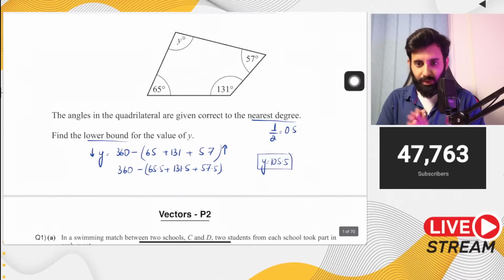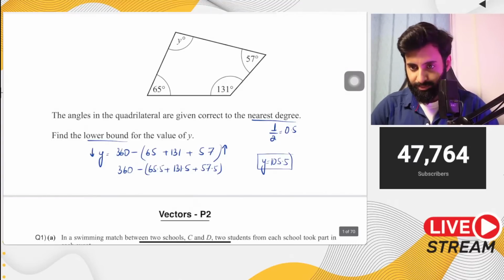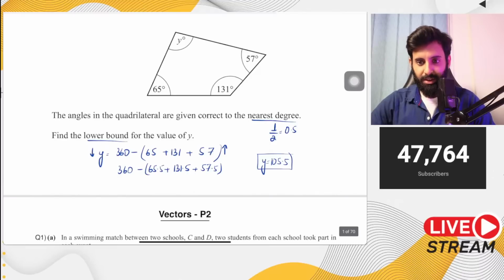All right, so shall we begin? We're doing vectors, paper 2. Actually, do we have any moderators here? Any moderators who are here?